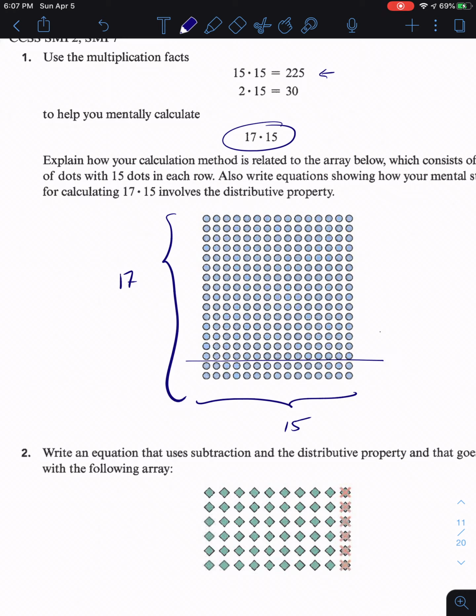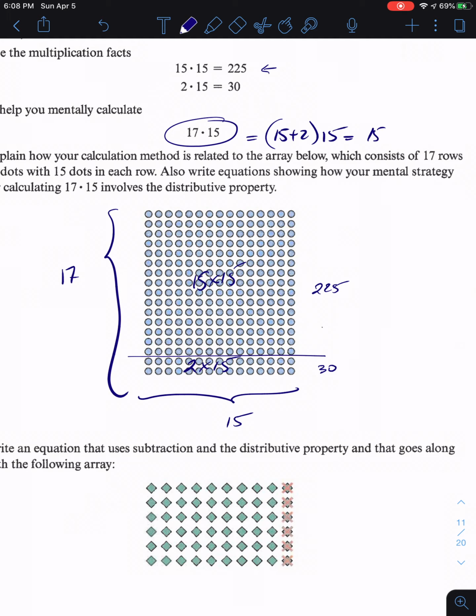the shape into 15 times 15, the area into 15 times 15 and 2 times 15, right? And then we know what those are, 225 and 30. So the total would be 255. So what we're doing is we're saying, well, that's 15 plus 2 times 15, or 15 times 15 plus 2 times 15. And there's our distributive property. Right, so it's very helpful in mental math.